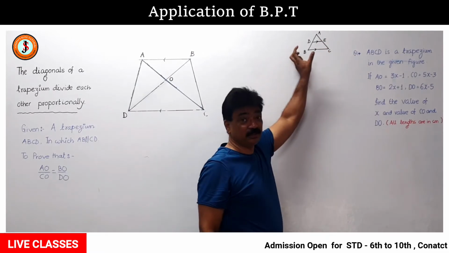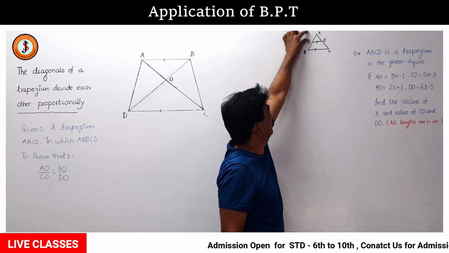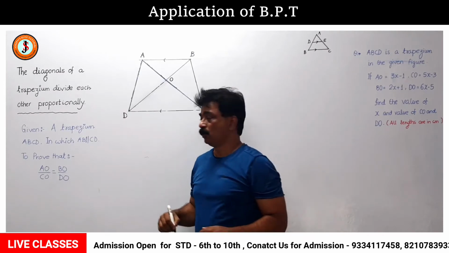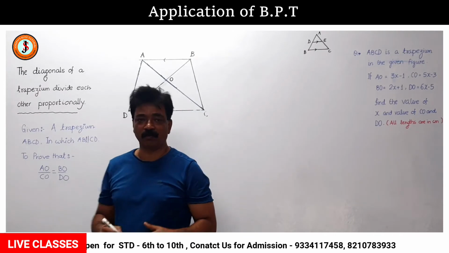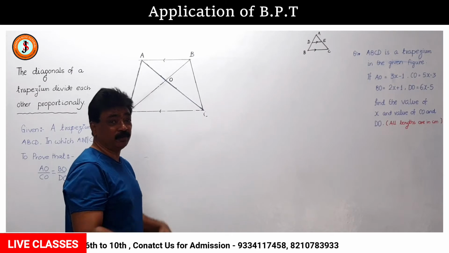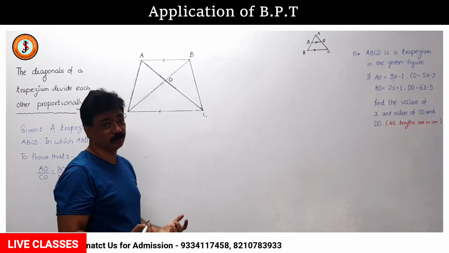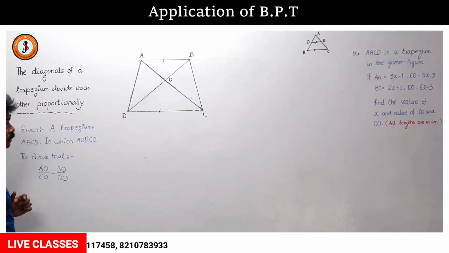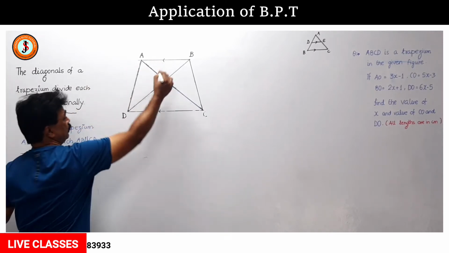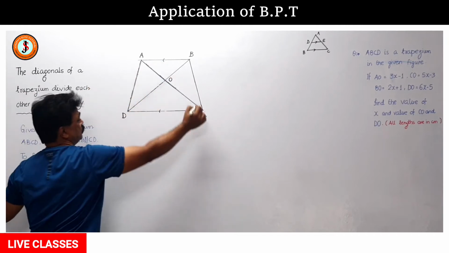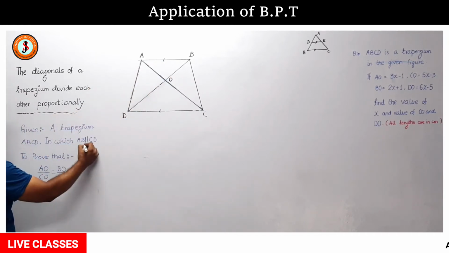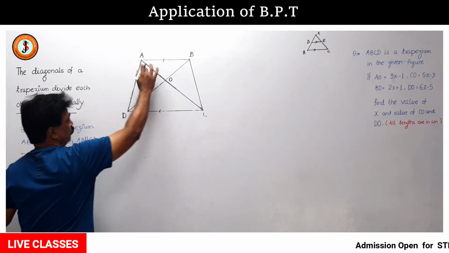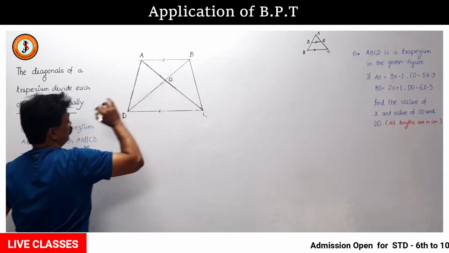That means if DE is parallel to BC in a triangle, then AD by DB is equal to AE by EC. We can always apply. So use of that theorem brings us to a new theorem or a question, we can say. The diagonals of a trapezium divide each other proportionally. Here ABCD is a trapezium in which AB is parallel to CD. We have to prove AO by CO is equal to BO by OD.